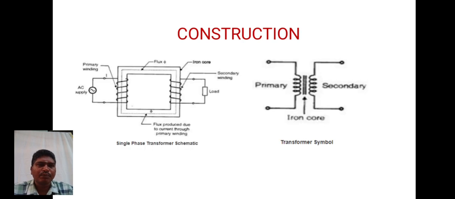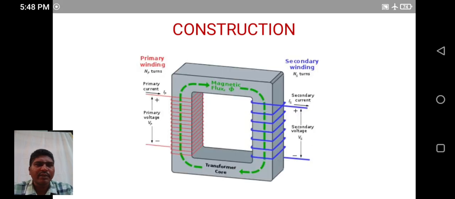Here, the left side represents the schematic of a single phase transformer, and the right side the symbol of the transformer. It has two windings, the primary winding and the secondary winding. In between, it represents the iron core, that is the magnetic core. Normally we give the input supply to the primary winding, and this current produces magnetic flux. That flux links with the magnetic core and induces an EMF in the secondary. If the circuit is closed, then current passes through the secondary winding.